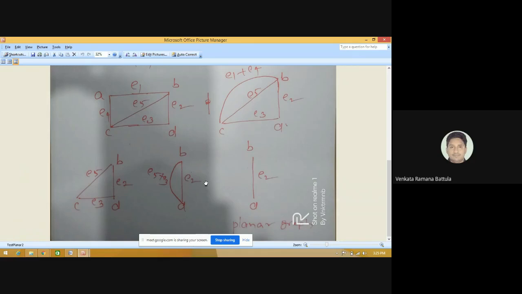I expect you to try whether the K2,3 graph is planar or not, and also take K3,3 and check whether it is planar or not. Of course, K3,3 is not planar. We need to test the planarity by using this method.